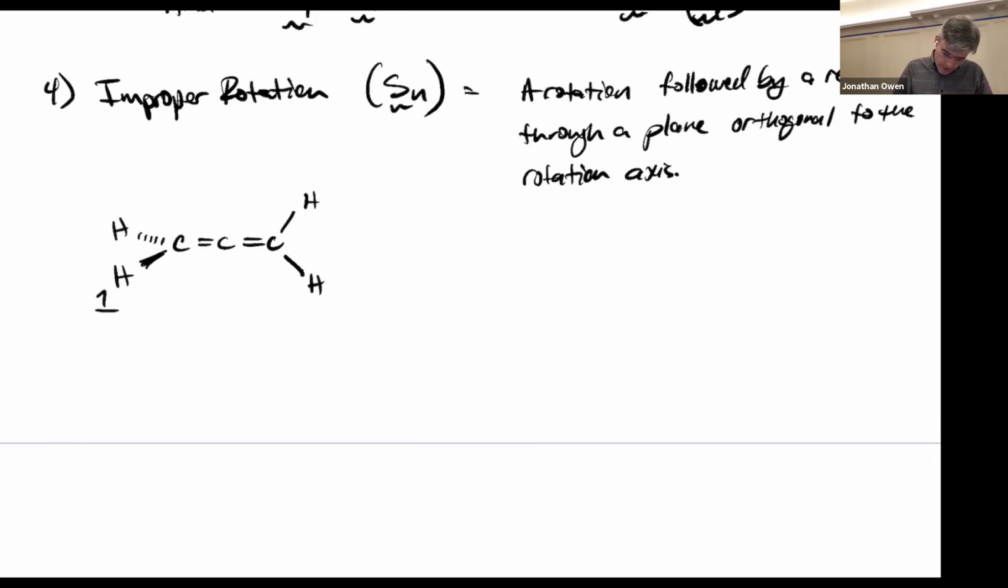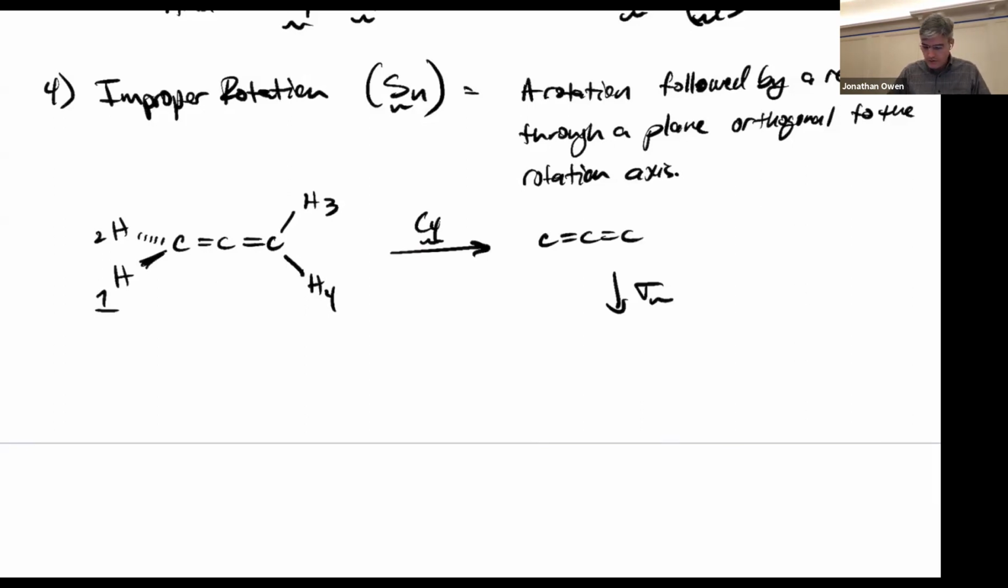So we're going to give this guy some labels here. Keep track of those hydrogens. And this guy has an improper rotation, okay? And it involves a C4 operation followed by a sigma. Okay, so there's an S4 improper rotation here. I'm going to show it to you in just a minute.